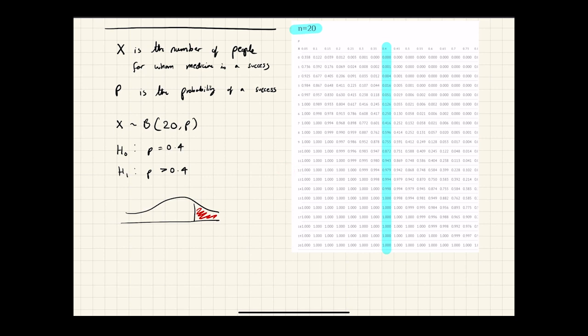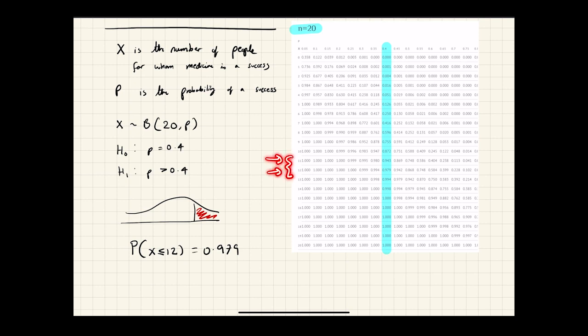So let's write that down. The probability that X is less than or equal to 12 was 0.979. And why do we use this? Because it's the first value which doesn't work. We found the boundary was these two.